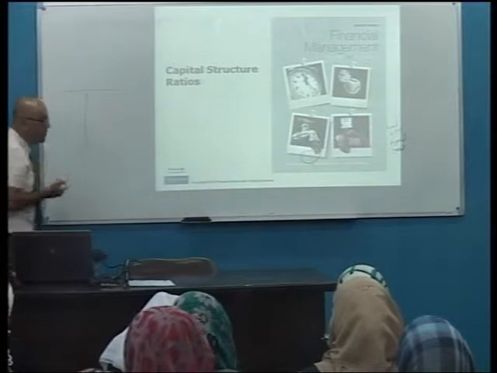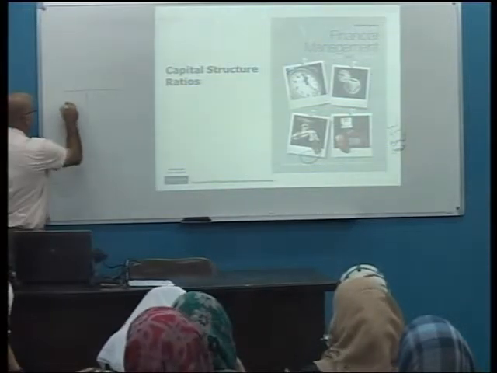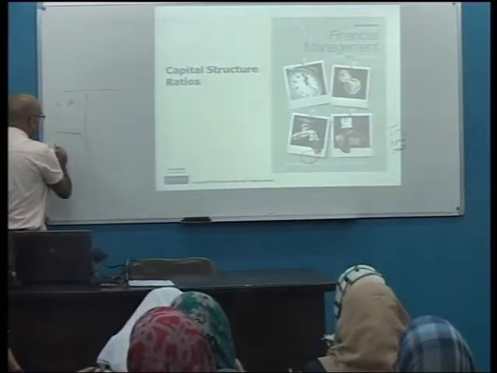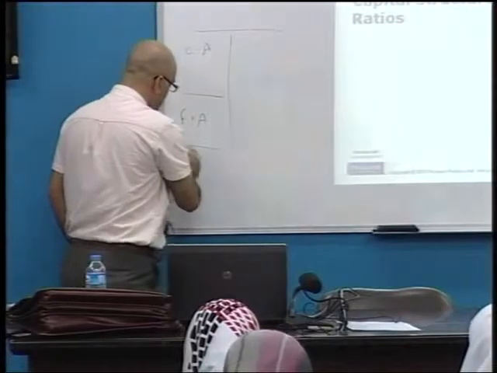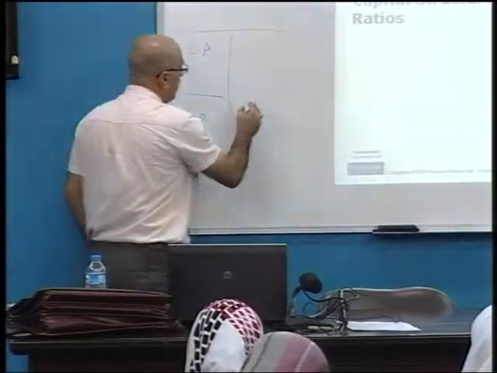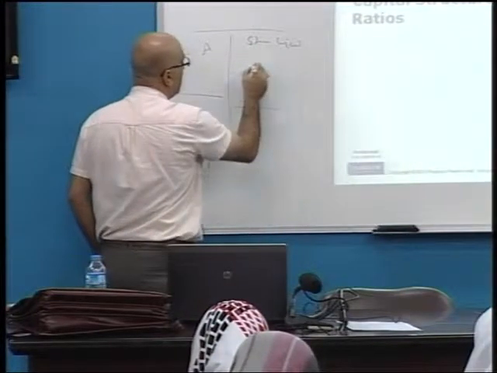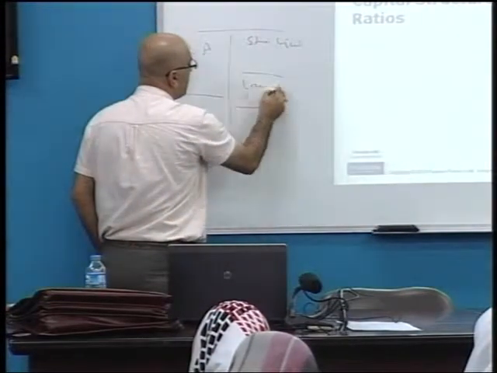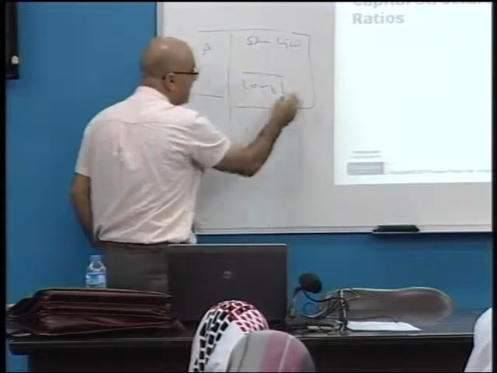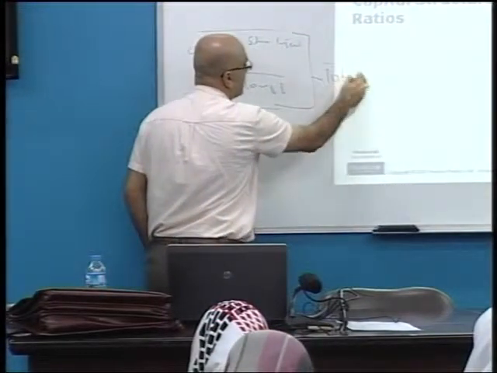It's just to remind you with the T account, here are the current assets and here are the fixed assets, which end with the total assets. Now here are the short-term liabilities, or the current liabilities, and we have the long-term liabilities. This part is known as total liabilities.